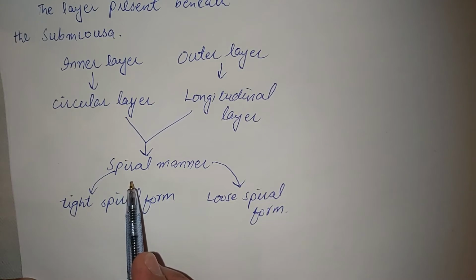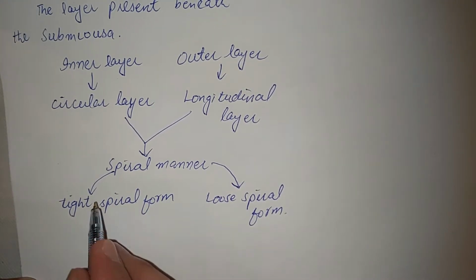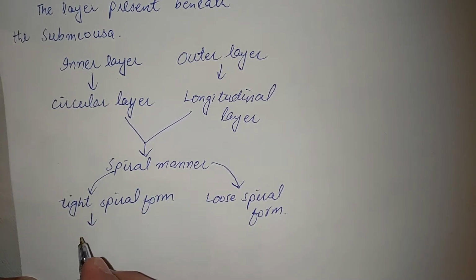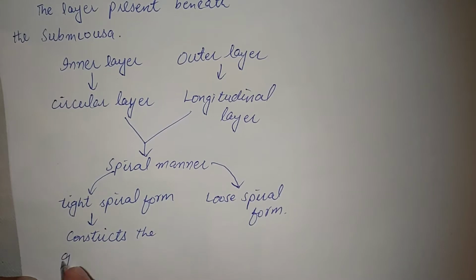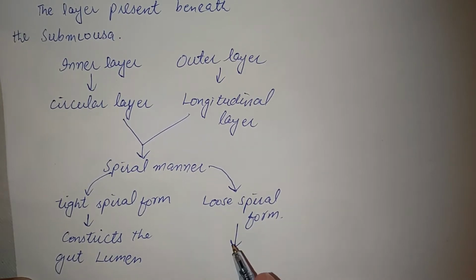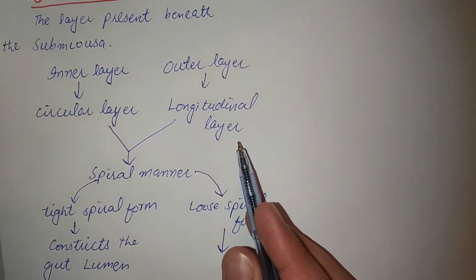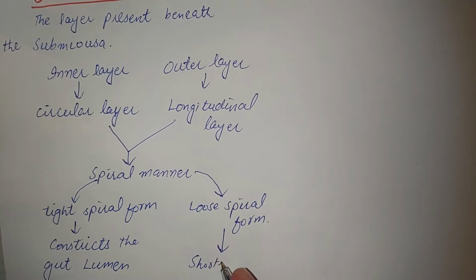The major function of the tight spiral form is that it constricts the gut lumen. And the loose spiral form, which has the longitudinal layer of muscles, shortens the gut.